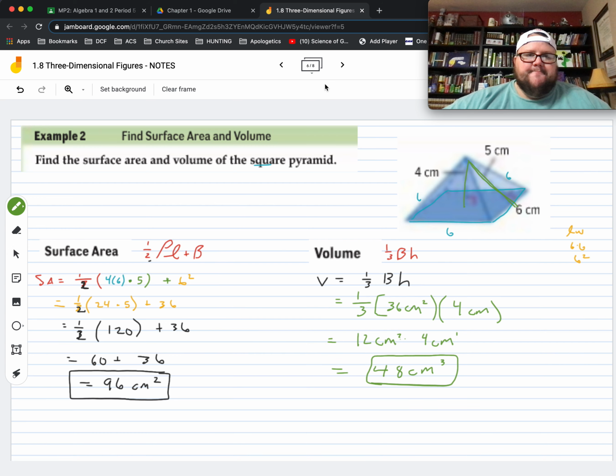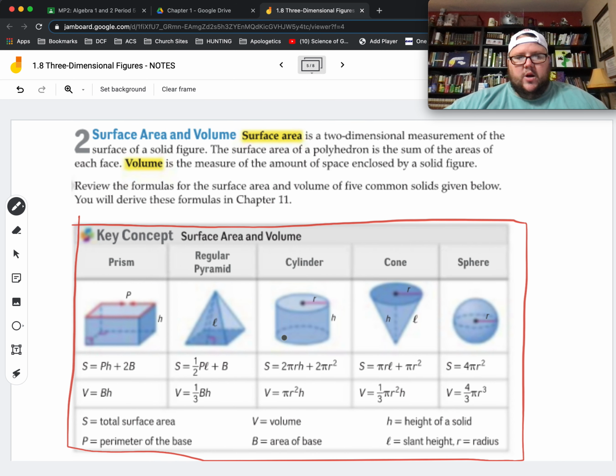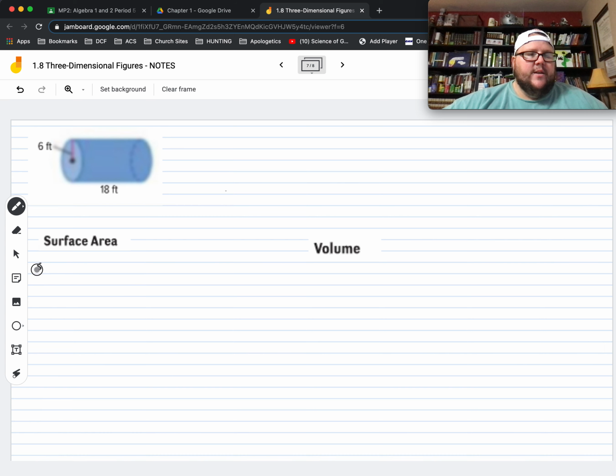So that's that. Let's look at the surface area. Now we have a cylinder. So we would look back at our cylinder. Our cylinder is right here. And these are our two formulas we're going to use. So surface area of a cylinder is 2 pi r h plus 2 pi r squared.